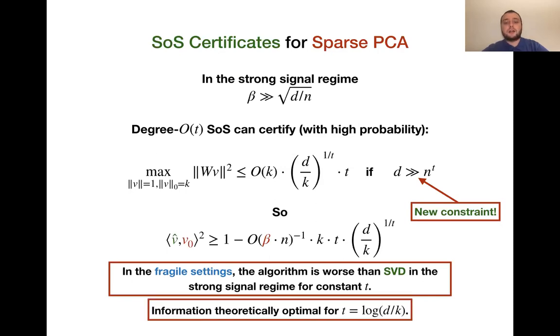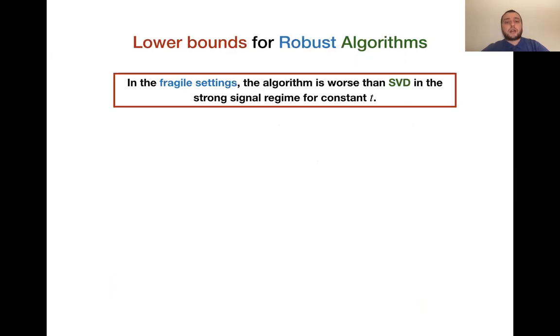And so for constant t, it is strictly worse. And for larger t, for t larger than constant, sum of squares is no longer a polynomial time algorithm, but it approaches the information theoretically optimal bound for t logarithmic. Okay. So again, in the fragile settings, the algorithm has worse guarantees than SVD.